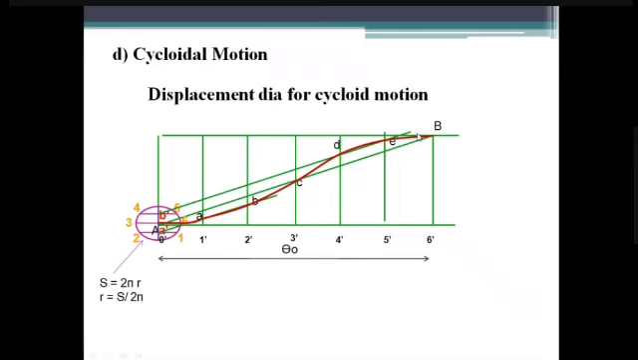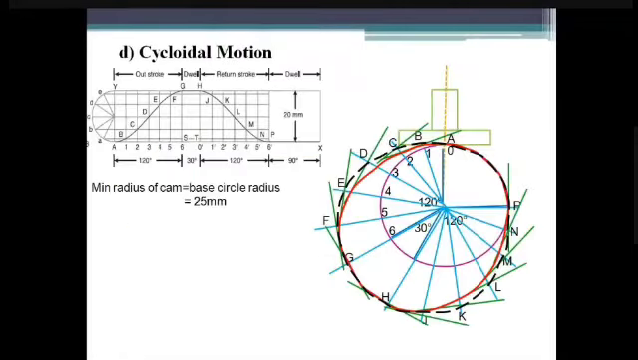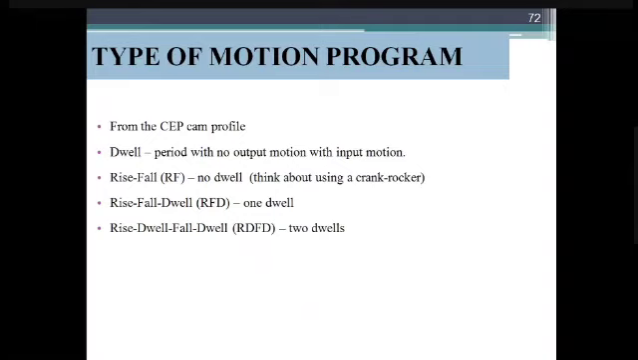Cycloidal motion, how will it be? So this is the follower motion. What about the cycloidal motion? So, types of motion programs and the cam profile. What about the types of motions? How will the motions be?